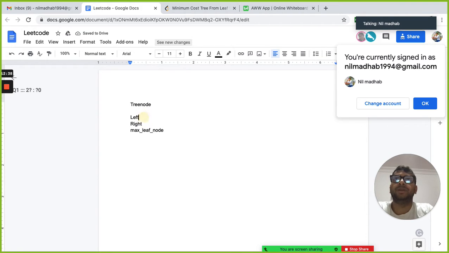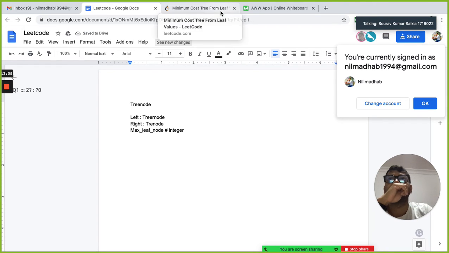The left will be another tree node, and right will be another tree node, and then we have maximum. It will be an integer. And if you have 2 tree nodes, I think we need to have 2 maximum leaf nodes, one for the left subtree and one for the right subtree.